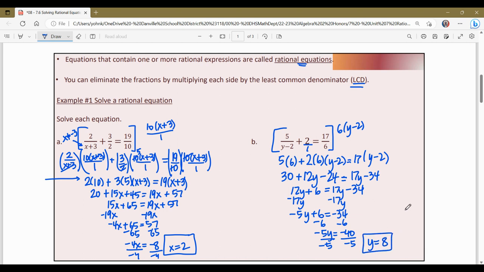Remember, check those excluded values. My excluded value comes from right here. Y cannot be 2, so I'm good with 8.